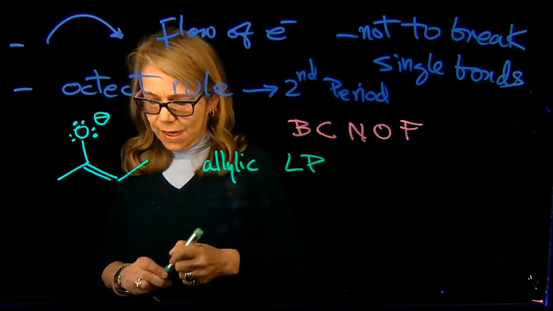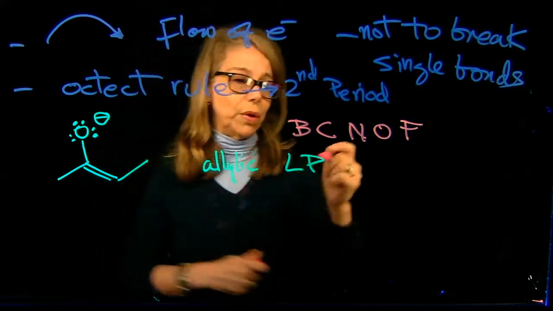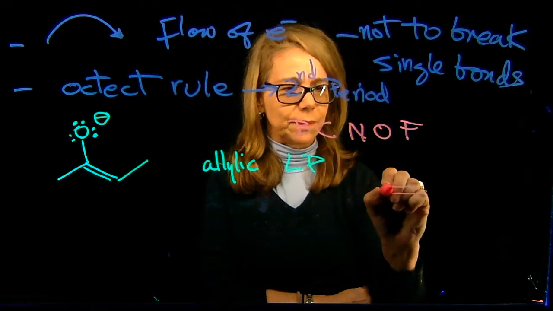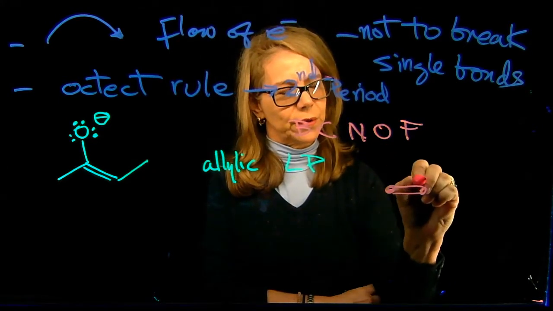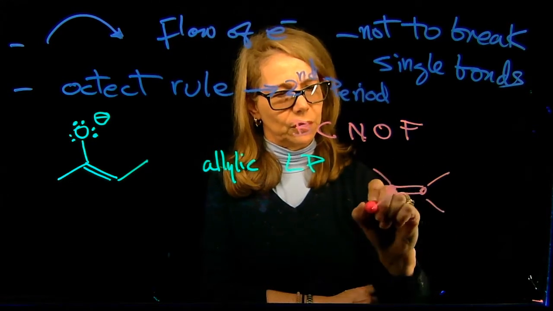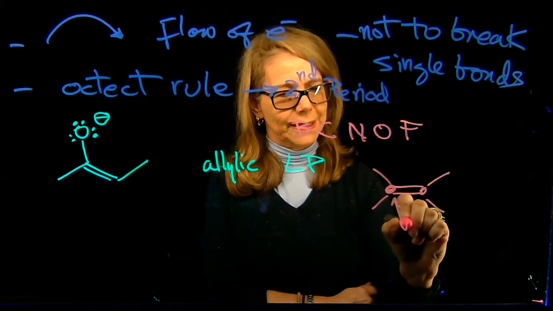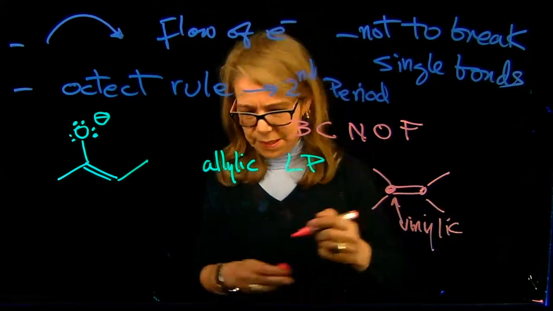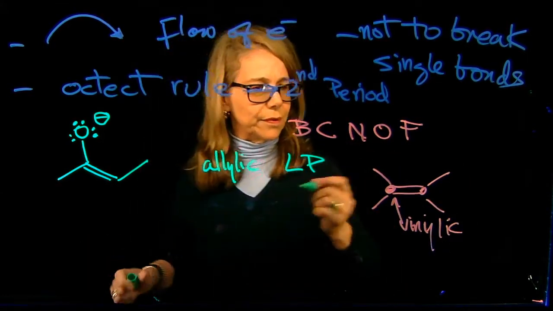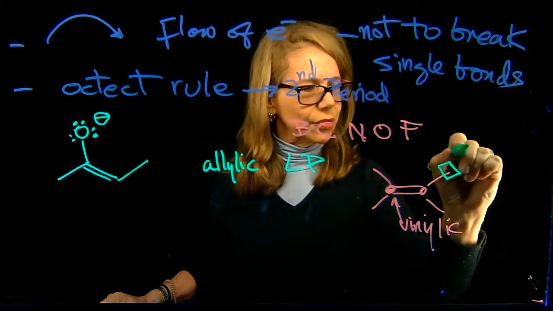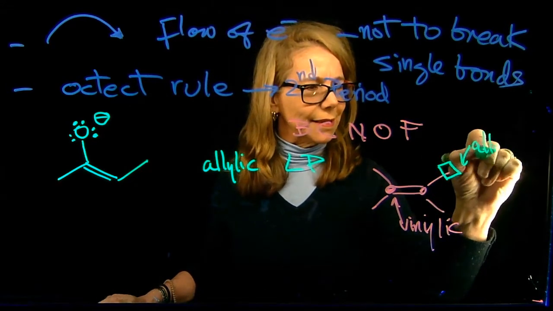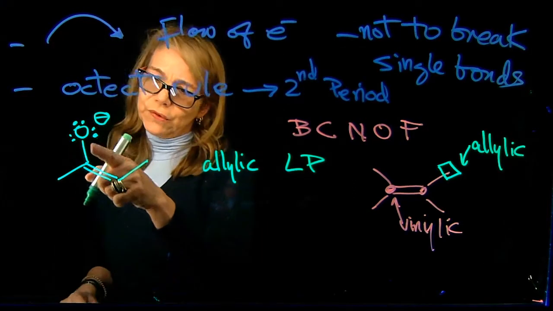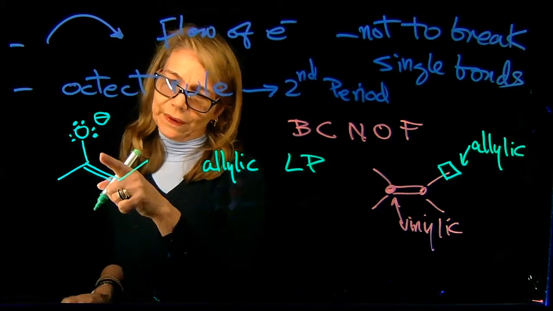Here we need to remember what I mean by allylic. In a double bond, the positions here with the circle are vinylic. And I'm going to put a square here. That position here is allylic. So now, notice that relative to the double bond, the lone pairs are allylic.